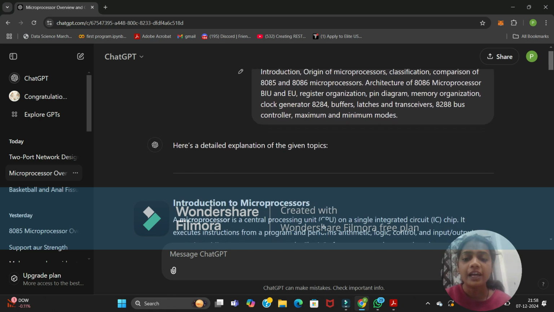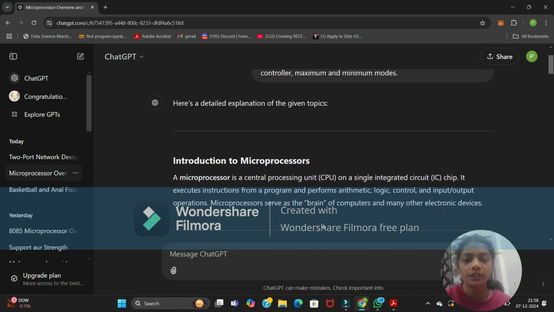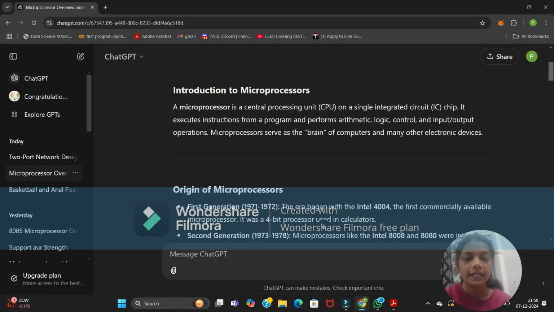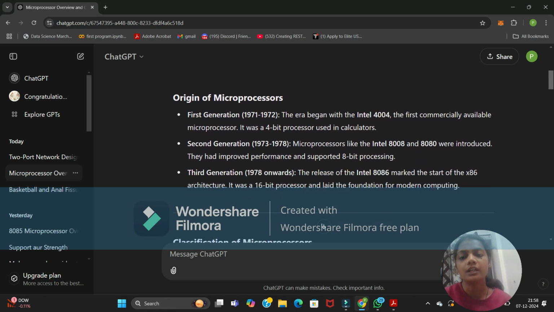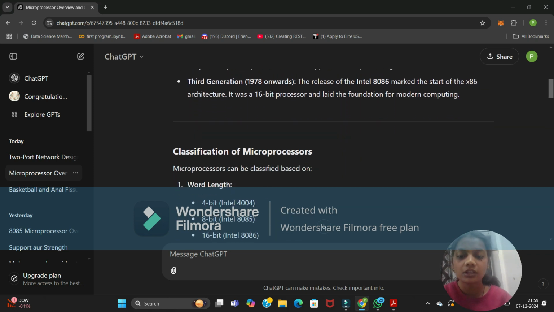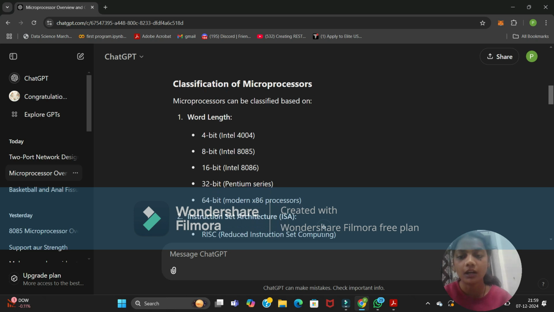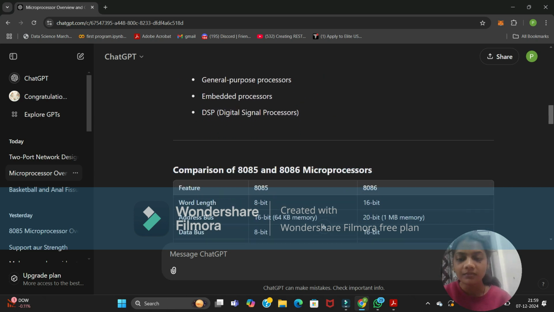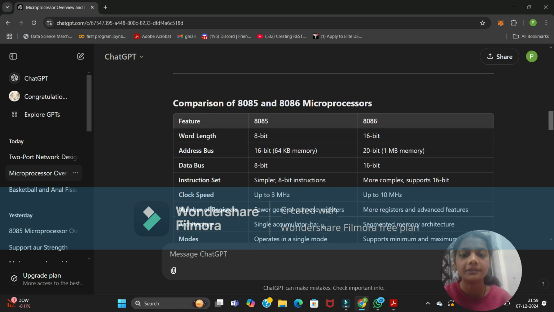First of all, we have seen the introduction. What is a microprocessor? It is a CPU on a single integrated IC. It performs operations like arithmetic, logic, control, and input-output. Then we have seen the history. The 8085 is a second generation microprocessor, the 8086 is a third generation, and onwards there are 16-bit and 64-bit processors. Then we have seen the classification of microprocessors based on word length, instruction set, and applications. Then the comparison between 8085 and 8086.